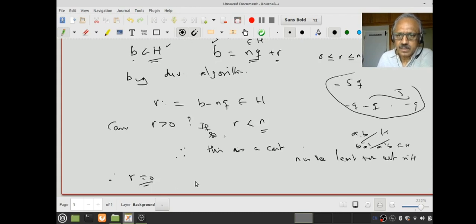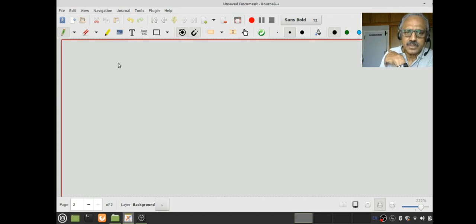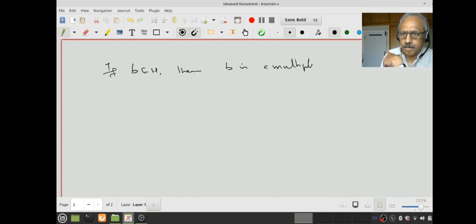Do you understand? Fantastic. So, what do you think I have concluded? Therefore, I start with an arbitrary element B in H, given any B in H, then I write by division algorithm NQ plus R, but R is 0, therefore it is n times Q. So that means if at all B is any element in H, it has to be a multiple of n. Do you understand this? Do you appreciate? So what you have concluded is, if B belongs to H, then B is a multiple of n.